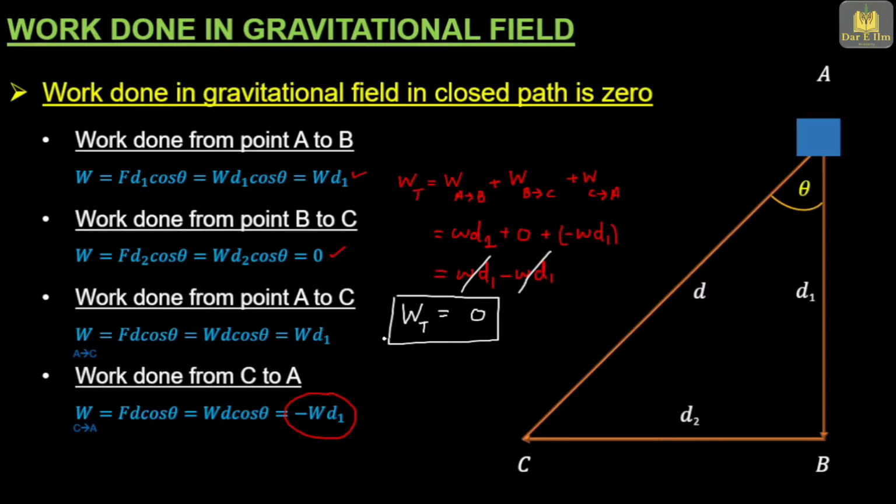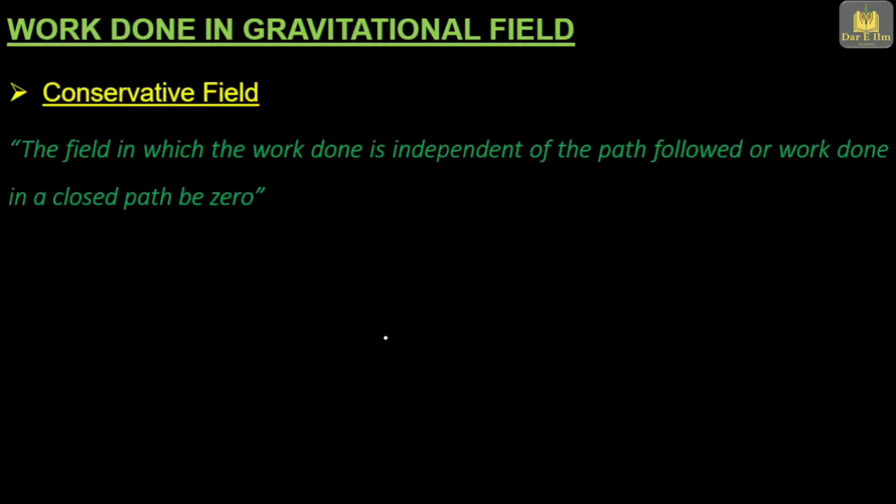From this mathematical proof we can say that the field in which the work done is independent of the path followed, or work done in a closed path is 0, is known as a conservative field. So it has been proved that the gravitational field is a conservative field. Also, the forces in a conservative field are called conservative forces.